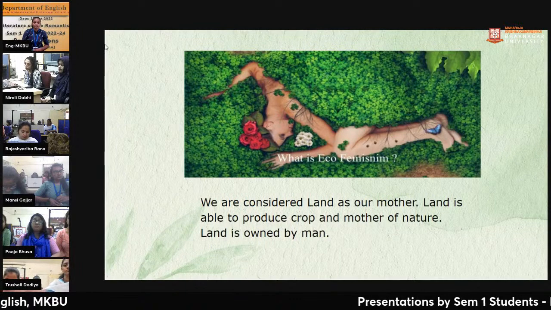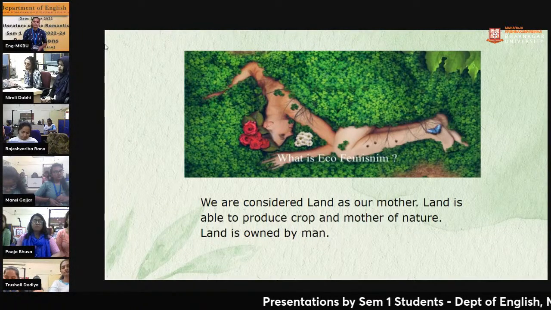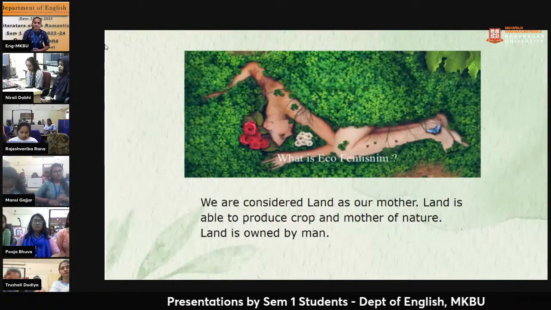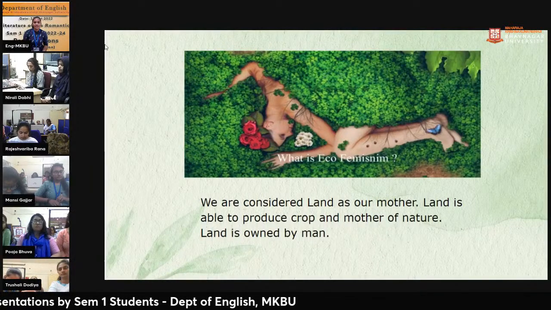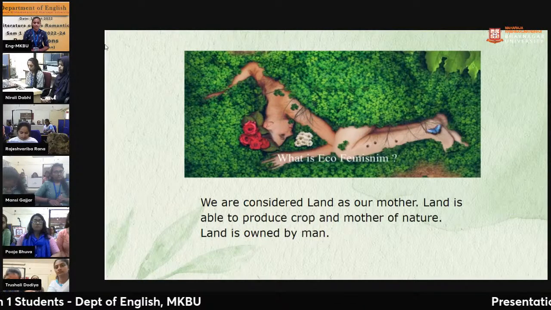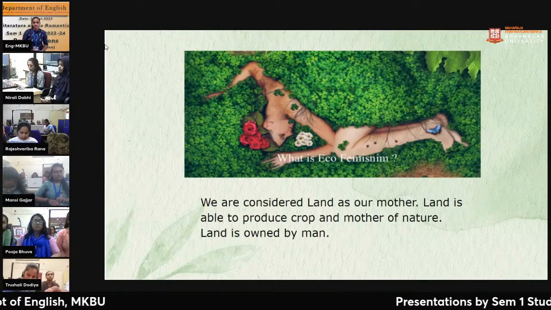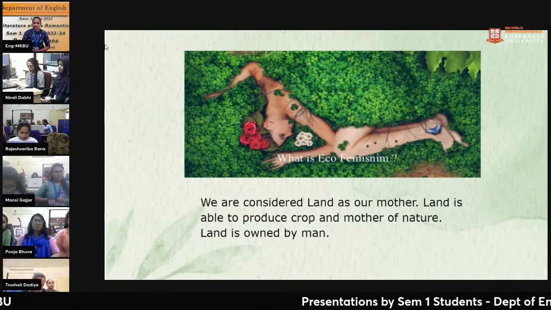With the help of this ecofeminism, there is a concept of eco and ecology and feminism that we can get together, and then we can think critically.